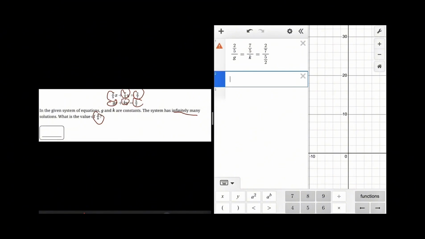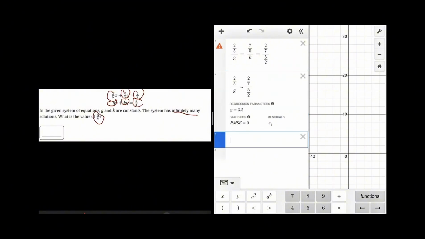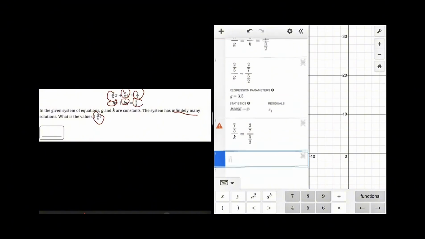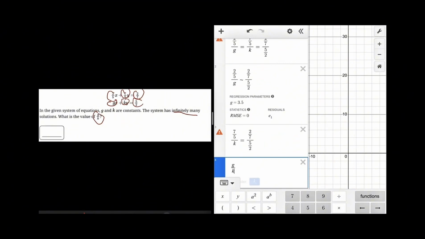So now all we gotta do is just have our first fraction, 2 over 5 over g, equivalent to the answer, which is 2 over 7 over 5/2. And we just do the same for k. 7 over 5 over k equals to 2 over 7 over 5/2. So now we're just gonna type in the value of g over k.